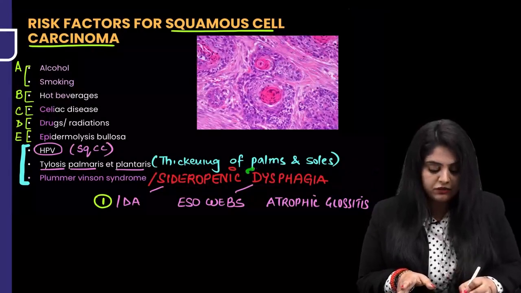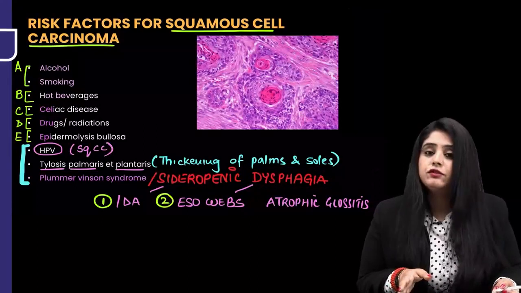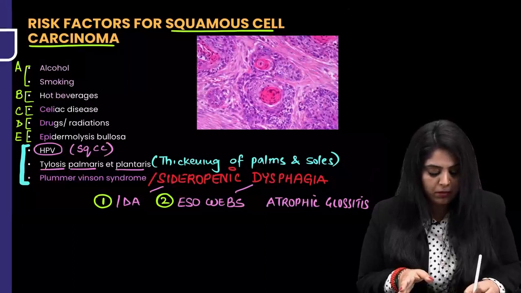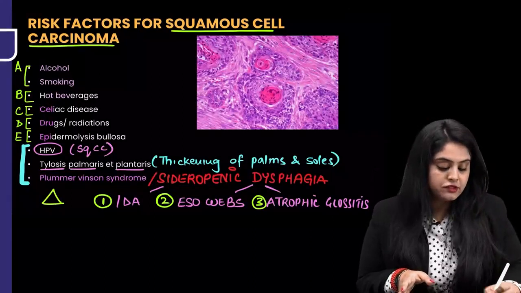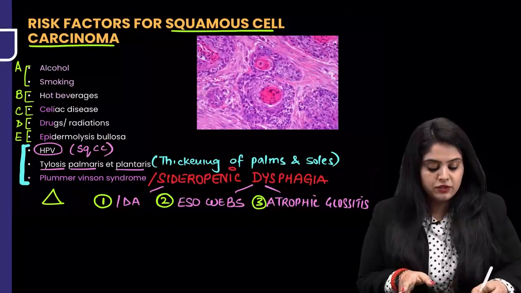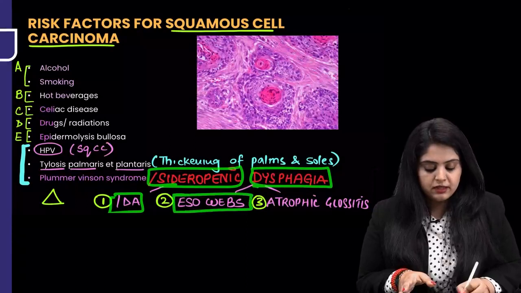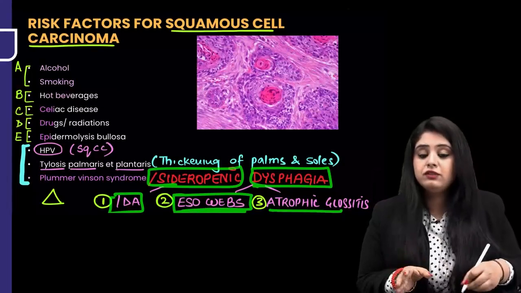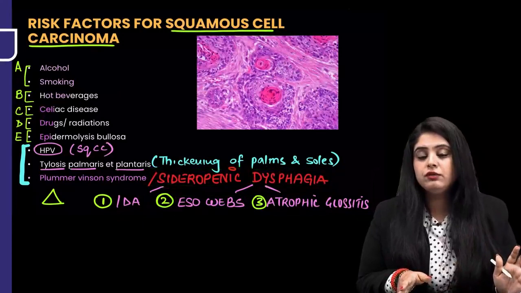Next, why are they having dysphagia? Why is there difficulty in eating? Because the next finding that they have is esophageal webs. And finally, what is the third finding that you just need to mug up? That is going to be atrophic glossitis. So Plummer-Vinson syndrome comes across as this triad. The patient is going to have sideropenic, meaning iron deficiency anemia, dysphagia meaning esophageal webs, and the third thing you will have to learn is atrophic glossitis. And because there's a problem in the esophagus, later on there is a risk of squamous cell carcinoma of the esophagus.